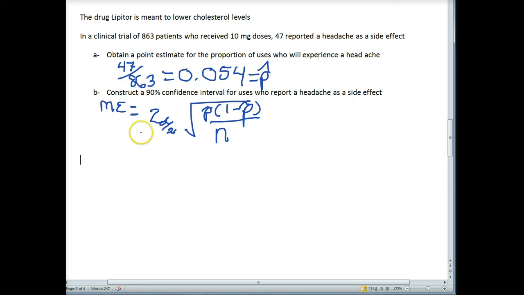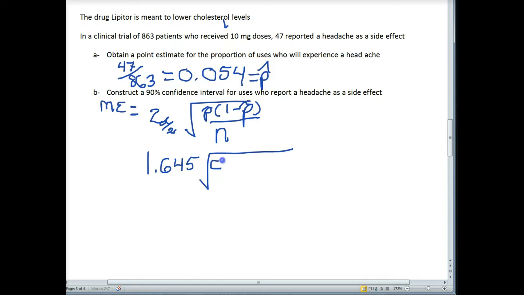Alright, so where do we get our z-value? Those are the same constants we used before. You can flip back to page 410 to get a nice estimate. 90% confidence gives me a critical value of 1.645. So that's again on page 410. They are the same ones we used earlier in the unit.